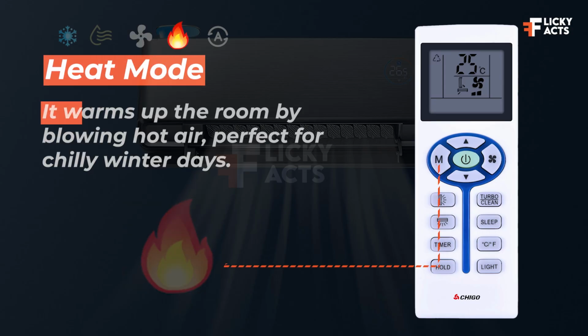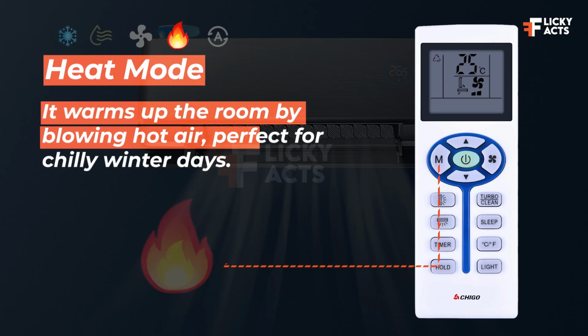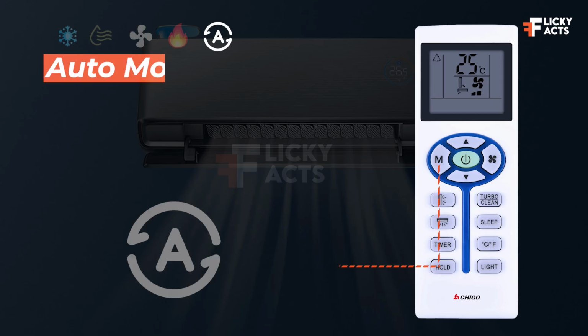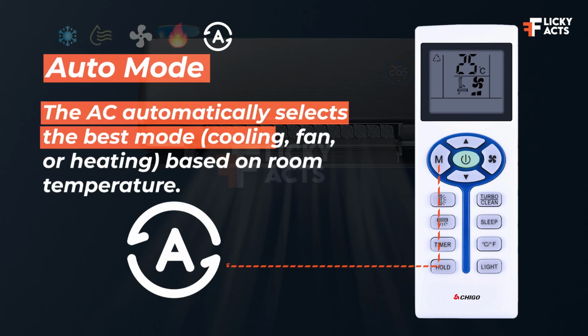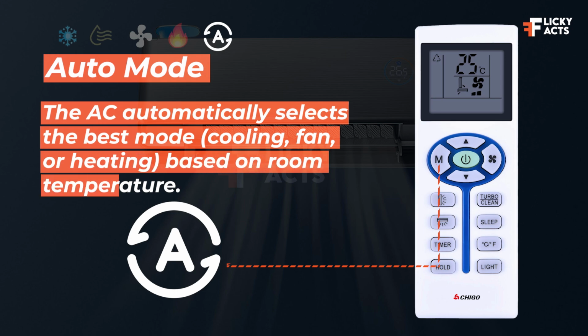Heat mode. It warms up the room by blowing hot air, perfect for chilly winter days. Auto mode. The AC automatically selects the best mode, cooling, fan, or heating based on room temperature.